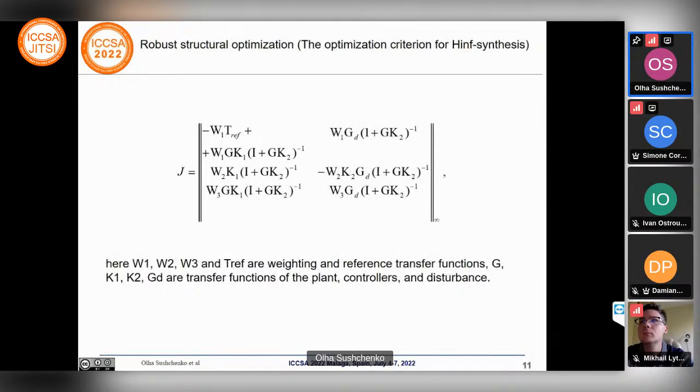Now, we pass on to the robust structural optimization. This optimization allows us to design the controller. We must not know the structure of this controller. We will obtain it during this design procedure. And you can see here the combined criterion for the algorithm of the structural robust synthesis.